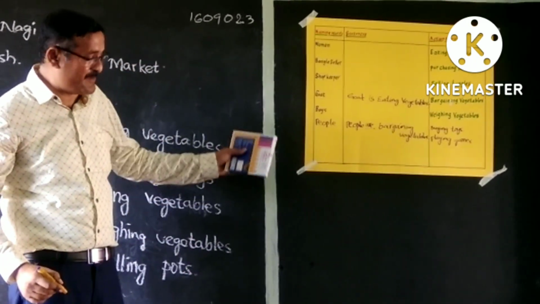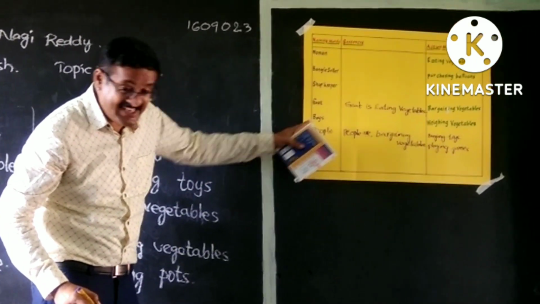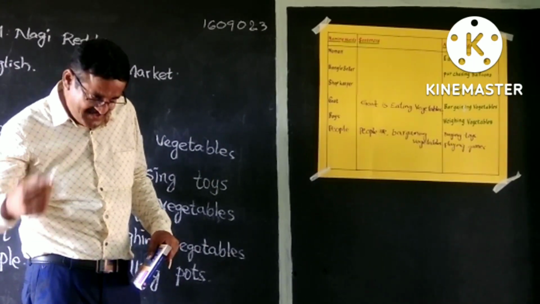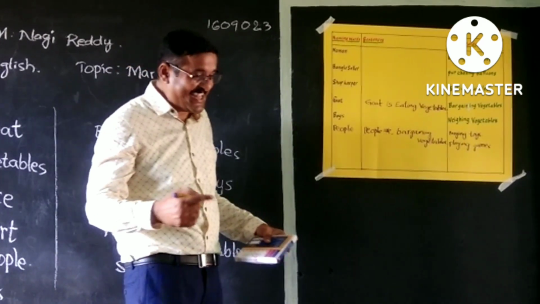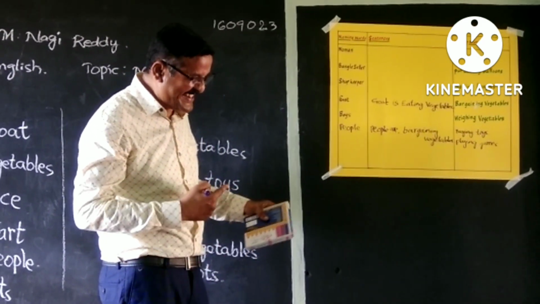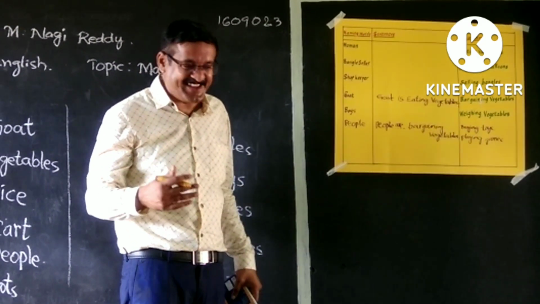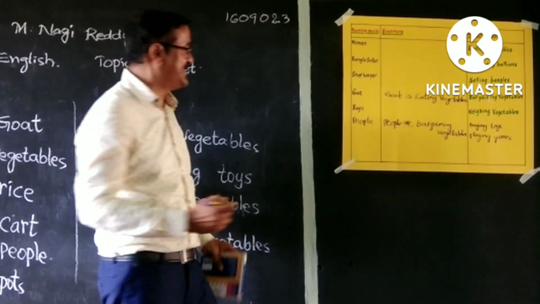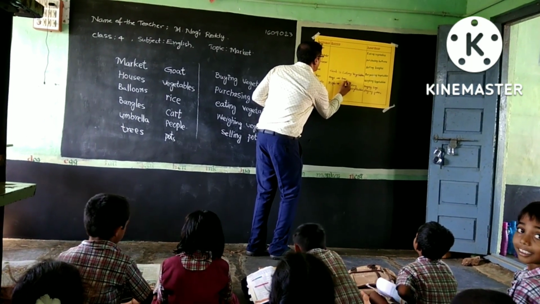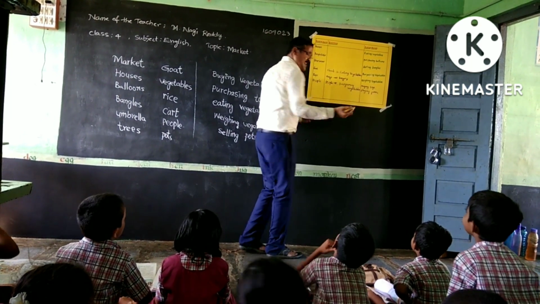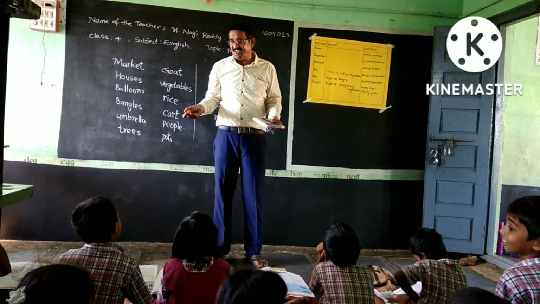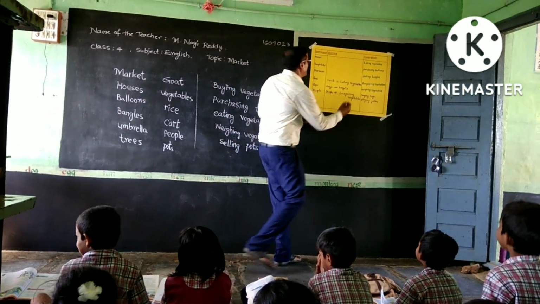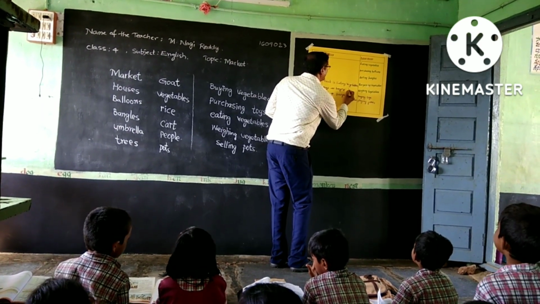Boys are selling toys. They are selling. Sellers. Boys are buying toys. Buying games? Yes, are buying games. Video games. Buying toys.